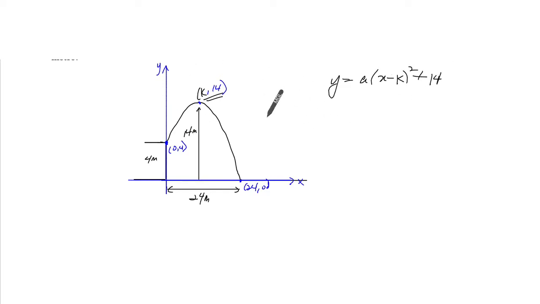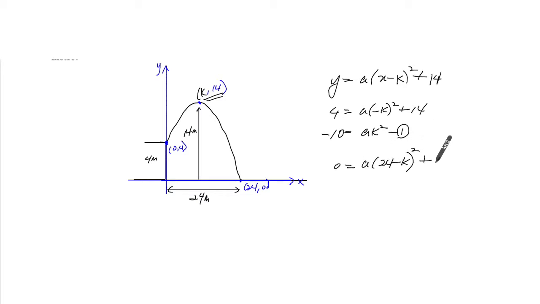We also know that when x is 0, y is 4. So 4 equals a times (0 minus k) squared plus 14. So you get a k squared is equal to minus 10. Okay, so that's one condition. Let's use this point: when x is 24, y is 0. So 0 equals a times (24 minus k) squared plus 14. From here I can isolate a to get a equals minus 10 over k squared.